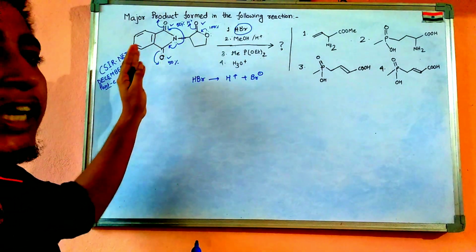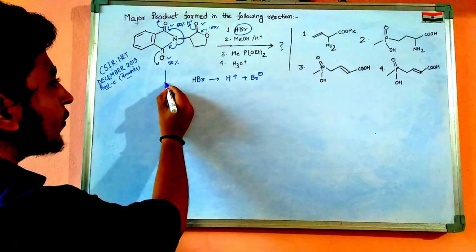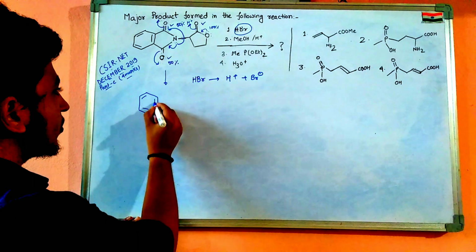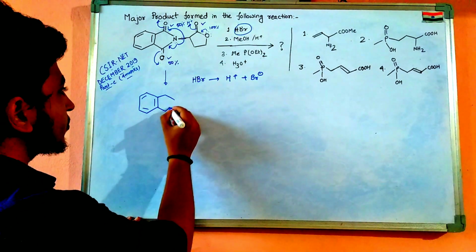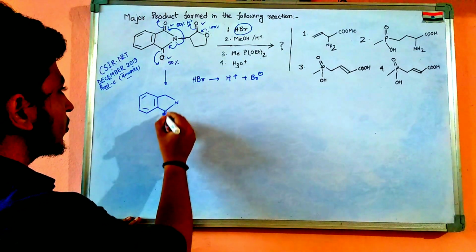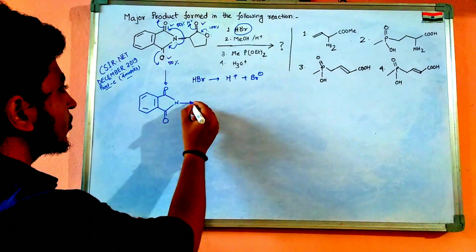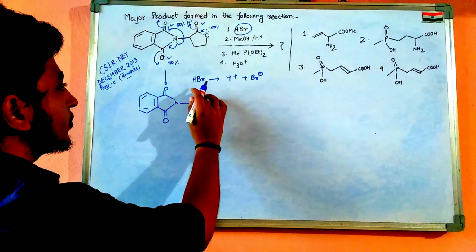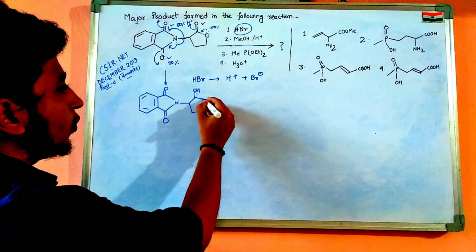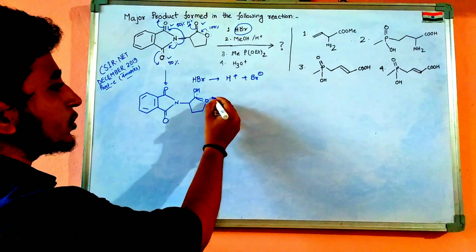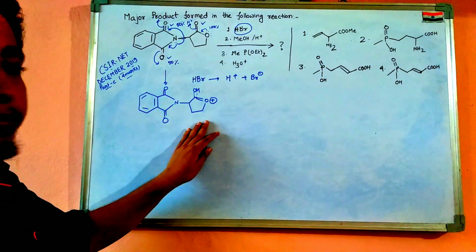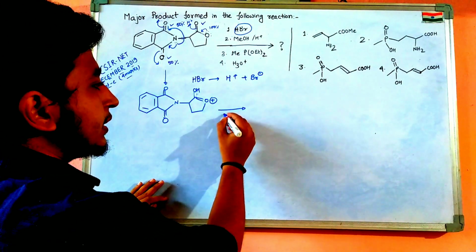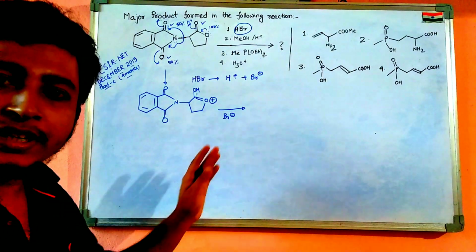So after consuming the H plus, what will form? It will form this one. This will be the OH, and here a double bond O, and here a positive charge. Okay, so this will form. So this is the intermediate, and you can see the Br minus is generated. This Br minus will now take part in the reaction.